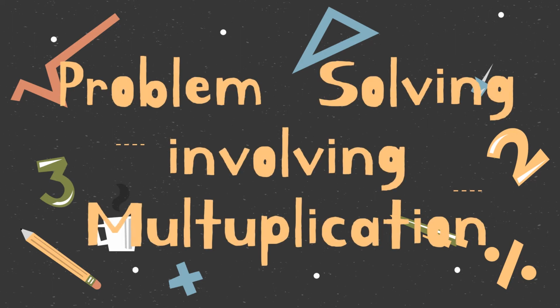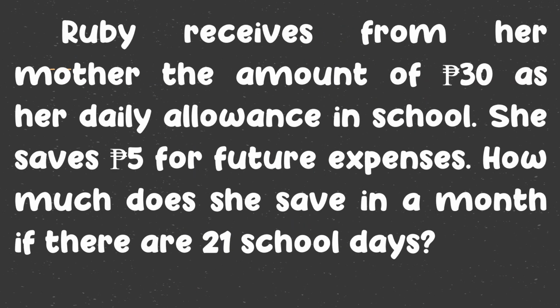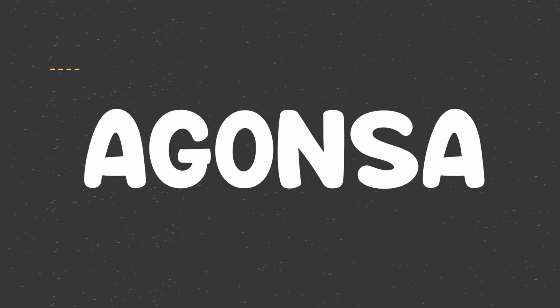Now let's discuss problem solving involving multiplication. Read the problem. Ruby receives from her mother the amount of 30 pesos as her daily allowance in school. She saves 5 pesos for future expenses. How much does she save in a month if there are 21 school days? Gagamitin natin yung AGONSA to solve the problem.